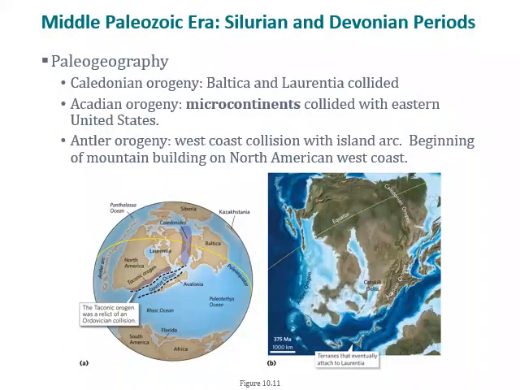In the Middle Paleozoic, particularly in the Silurian and Devonian periods, in terms of paleogeography, we had the Caledonian orogeny, which collided Baltica and Laurentia, the Acadian orogeny, where microcontinents collided with the United States on its modern eastern side, and the Antler orogeny, where island arcs collided with the modern west coast of the United States, beginning mountain building events.